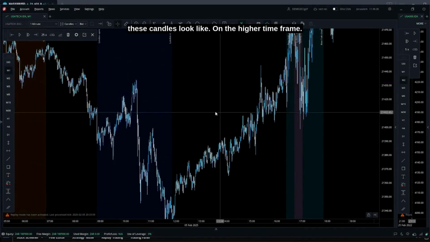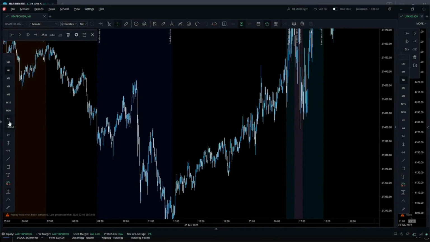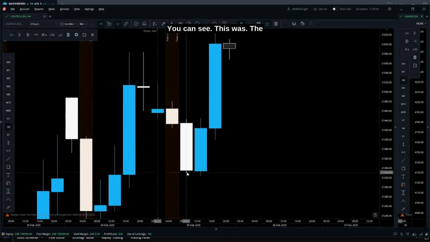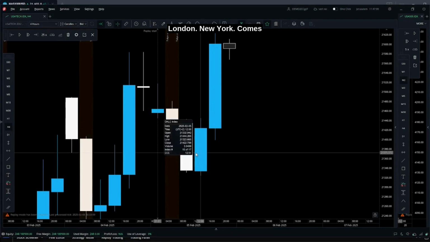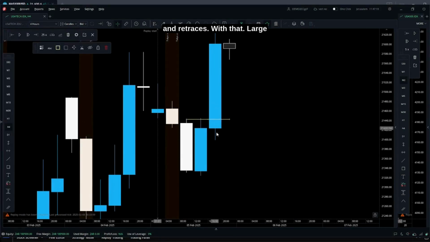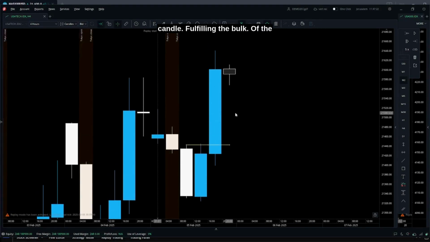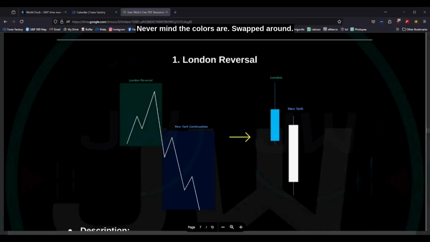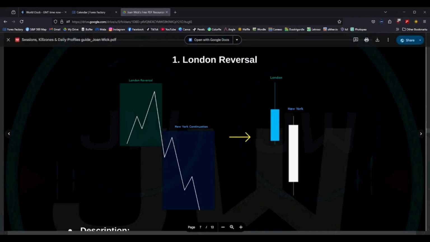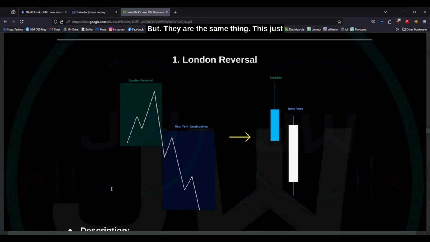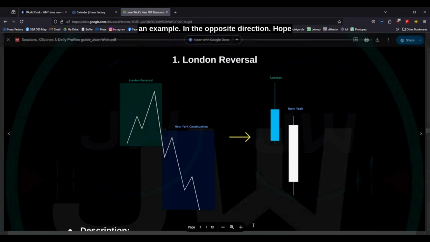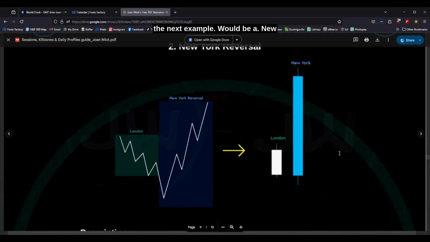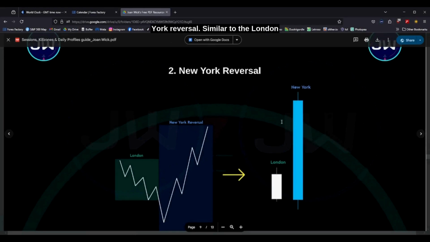And if we take a look at how these candles look on the higher time frame, we can see this was the candle on the 4-hour for London. New York comes and retraces with that large candle, fulfilling the bulk of the move. Just like I've shown here, never mind the colors are swapped around, but they are the same thing. This is just an example in the opposite direction. Hope that's fairly understandable. So the next example would be a New York reversal.